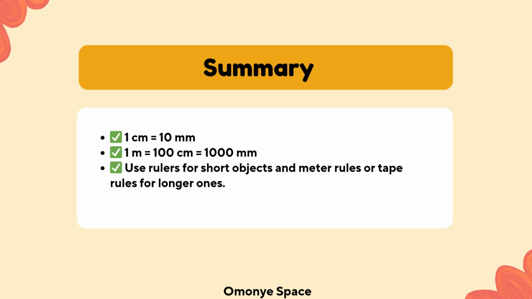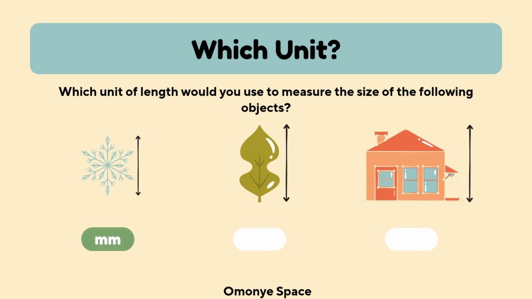The summary is good. Again, as a reminder, 1 centimeter is equal to 10 millimeters. 1 meter is equal to 100 centimeters, which is equal to 1000 millimeters. We use rulers for short objects, and meter rules or tape rules for longer distances when measuring objects and distances.